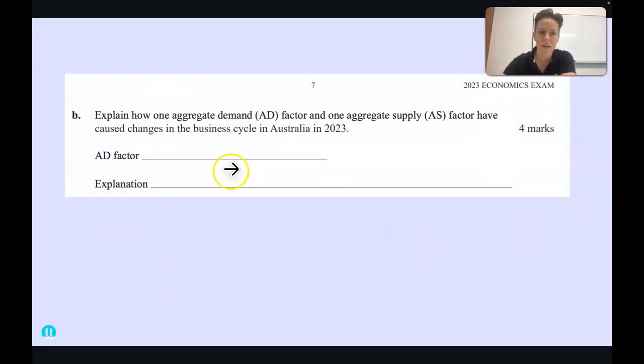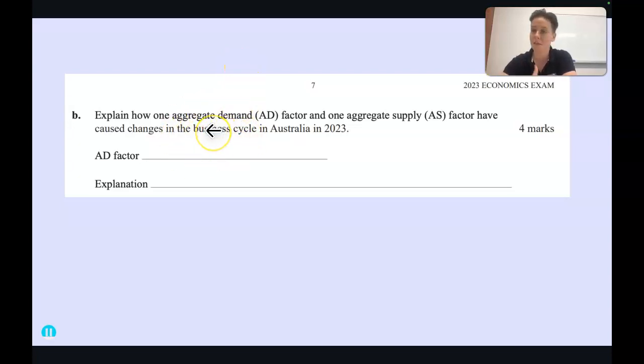Let's have a quick look at this one. Explain how one aggregate demand factor and one aggregate supply factor have caused changes in the business cycle. So this is a 2 by 2, 2 marks for the AD factor, 2 marks for the AS factor. We're not in a position to deal with AS just yet, so we would assume AD for 2 marks. You might come in and say, okay, well, over the past 2 years, business confidence has tended to decrease. It's definitely lower than 100 index points, which means that it's generally pessimistic, which means businesses are less likely to be spending their money. So we should see a decrease in I, which decreases aggregate demand. Okay, that's what this question is fishing for.